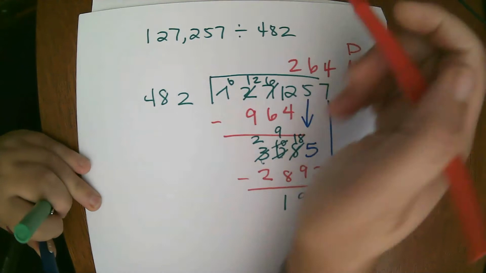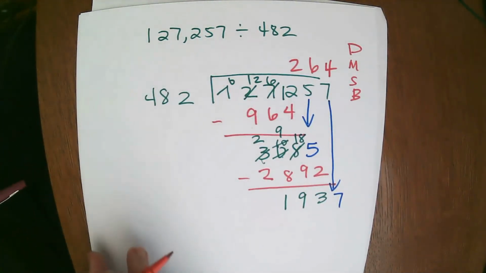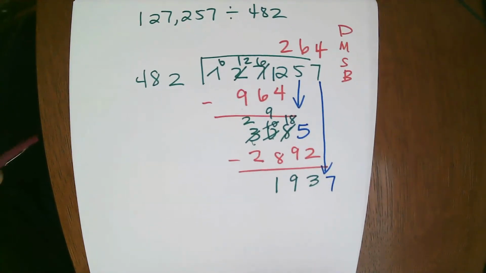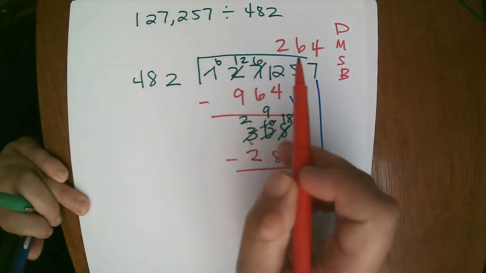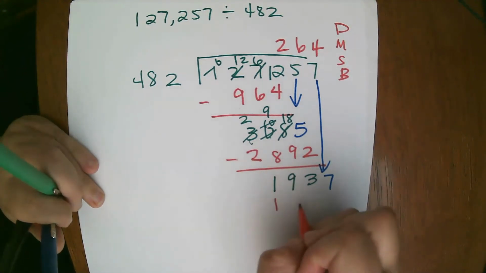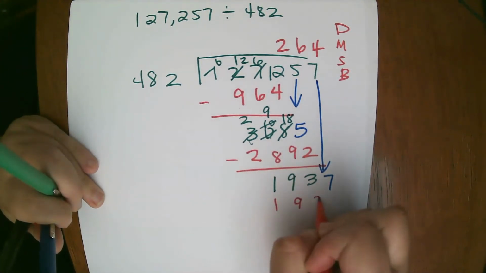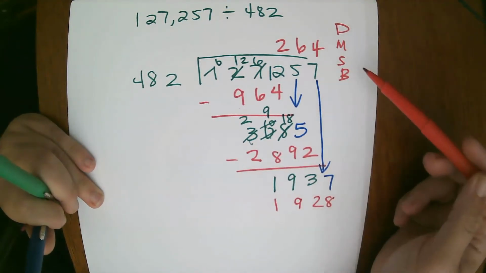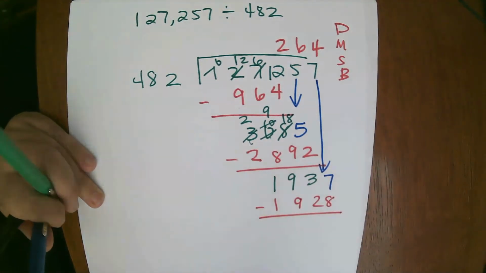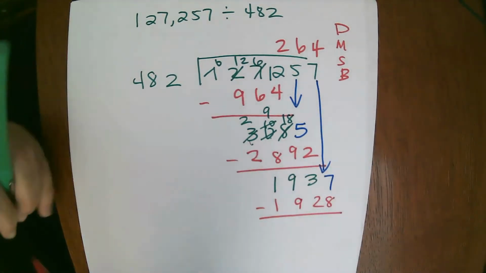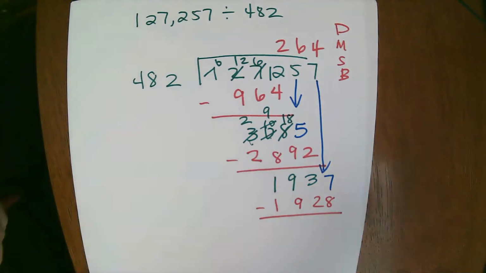Okay, so 482 goes in 1,937 4 times. Now, if I was taking a test, I'd have a whole lot of multiplication work on the side, or maybe on a separate piece of paper so it didn't get messy. So 482 times 4 is 1,928. Oh, so close. All right, so we just divided, we just multiplied. Now we're going to subtract.